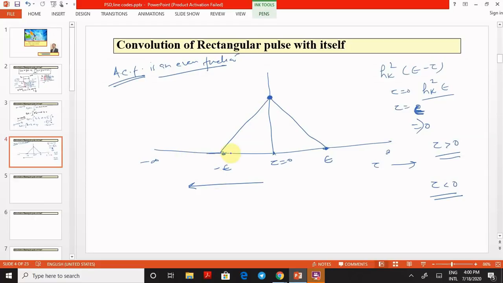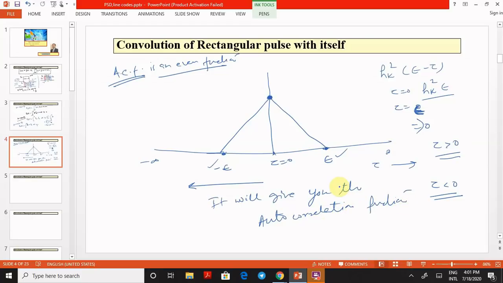Right? And if this is epsilon, this will be minus epsilon, and for all other values it will be 0. So this is basically the convolution of a rectangular pulse with itself. And if you are taking the convolution of a rectangular pulse with itself, it will give you the autocorrelation function, right? So I'm stopping here.